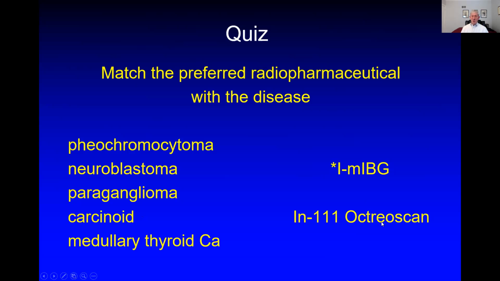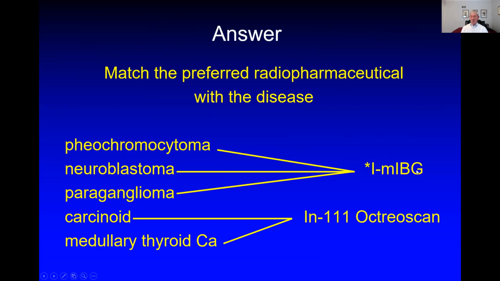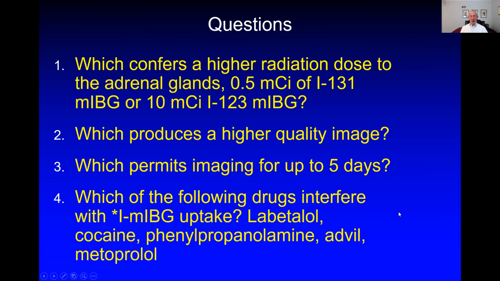Okay, how would you match these up? Both of these drugs are good for all 5 indications, but MIBG is better for 3 of them, and Octreoscan is better for 2 of them. And here is what most doctors would agree about: anything here ending in an OMA is a solid tumor, and MIBG is preferable. And for more diffuse kinds of tumors like carcinoid and medullary carcinoma of the thyroid, Octreoscan would be better.